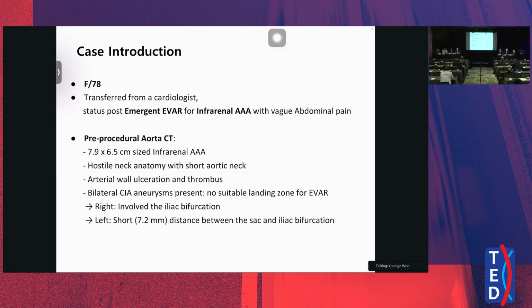The patient is a 78-year-old female transferred to us after an emergent EVAR for an infrarenal AAA. She first presented with vague abdominal pain, and abdominal CT was done for evaluation. It showed a 7.9 by 6.5 centimeter aneurysm with hostile neck anatomy. And crucially, bilateral CIA aneurysms were present, leaving no suitable landing zone for standard EVAR.